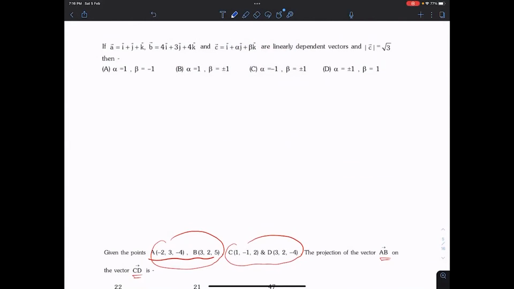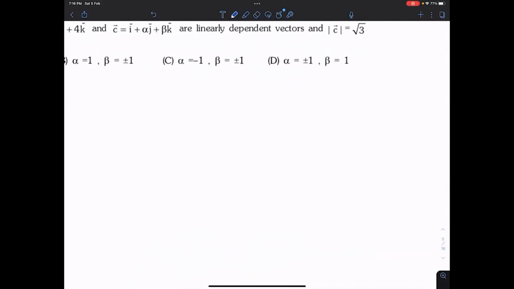Now in linear dependent and independent concepts, there are actually three categories. One is two vectors linearly dependent. When will two vectors be linearly dependent? If they are collinear. Already we have seen the definition of collinearity: a bar equals lambda times b bar. Then the two vectors will be linearly dependent. So even in the question, if they say the two vectors are linearly dependent, it is exactly the same as saying the two vectors are collinear.